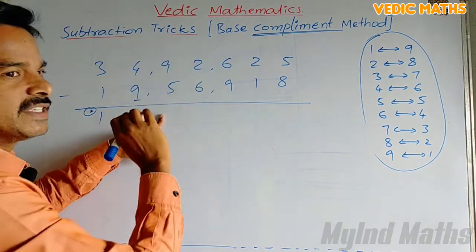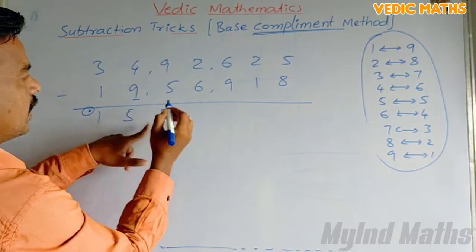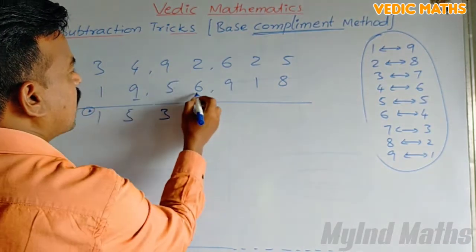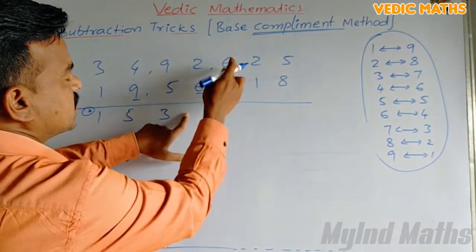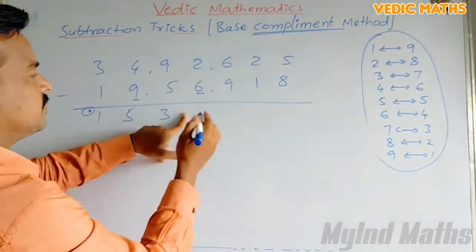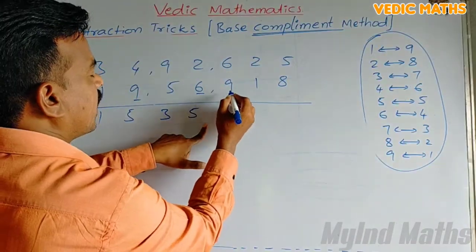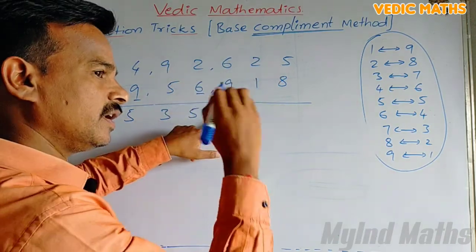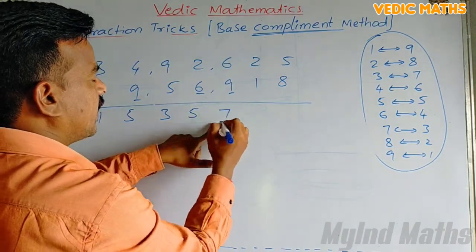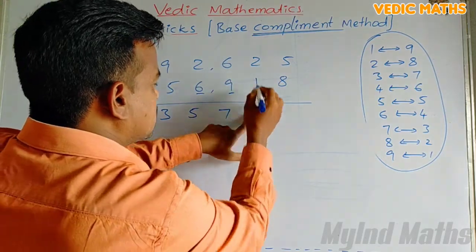But 2 minus 6 is not possible. That is why we should write here 3 only. And next what is the complement of 6? 4. 4 plus 2 is equal to 6. But 6 minus 9 is not possible. That is why we should write here 5 only. Next, what is the complement of 9? 1. 1 plus 6 is equal to 7. But 2 minus 1 is possible. That is why we write 7. And 2 minus 1 is equal to 1.